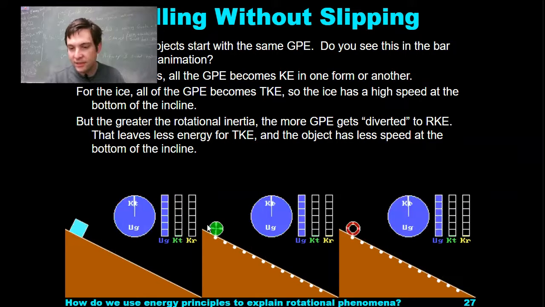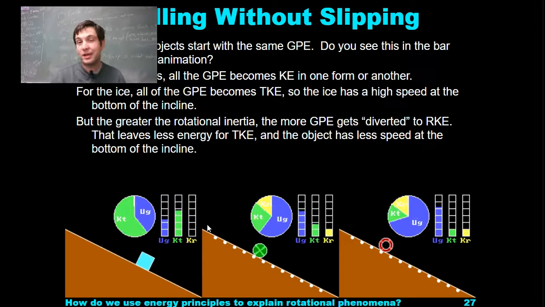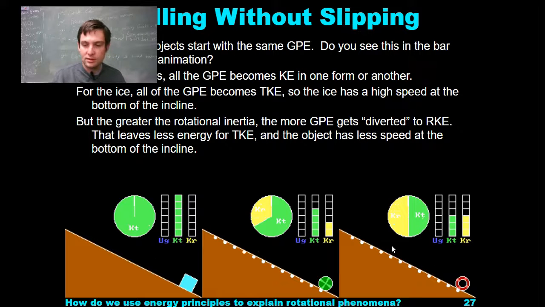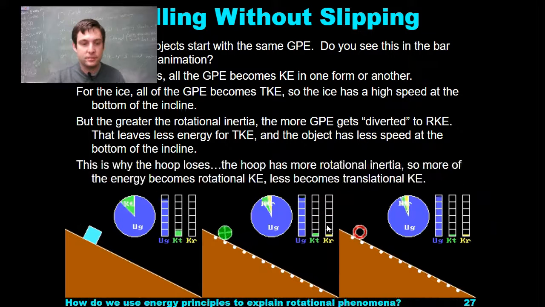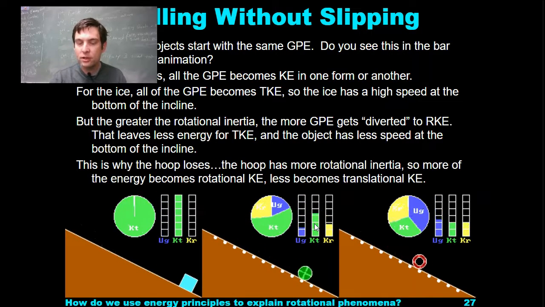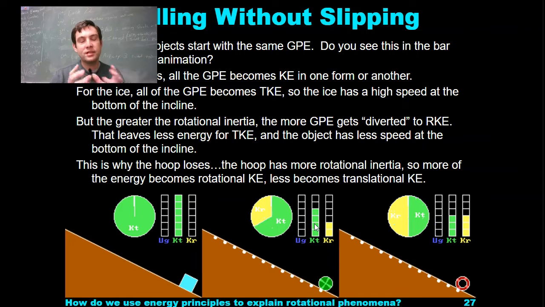So as you can see, that's going to leave less translational kinetic energy right here, which means the translational kinetic energy is the lowest, so that means the speed is also the lowest. Meanwhile, over here, you're losing less translational kinetic energy to rotate the object. This is why the hoop loses. The hoop has more rotational inertia because all of its mass is spread far out from the axis of rotation.